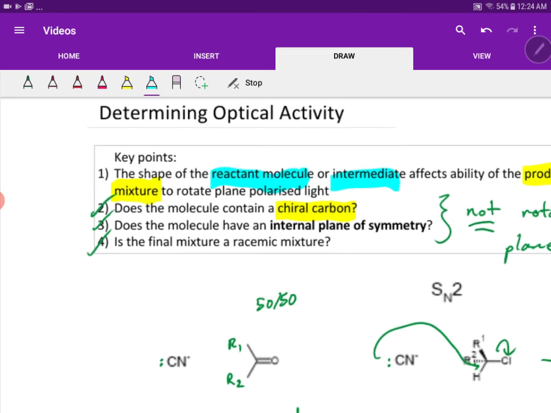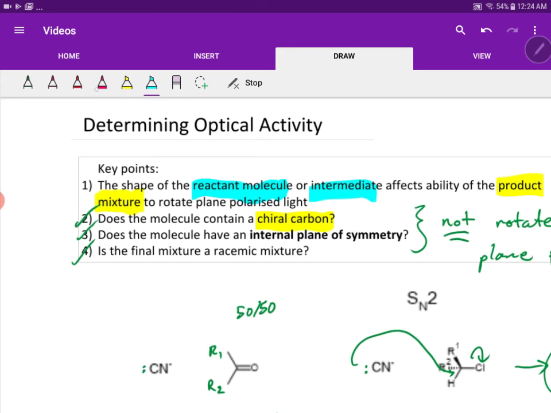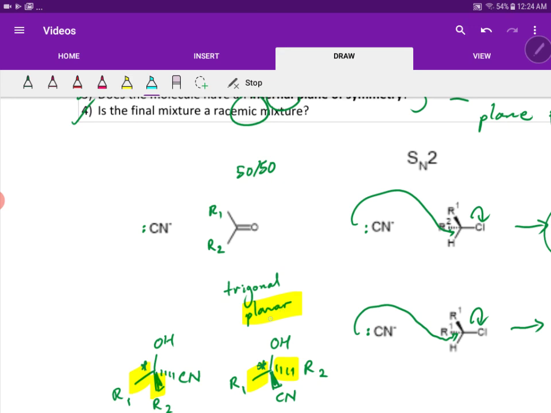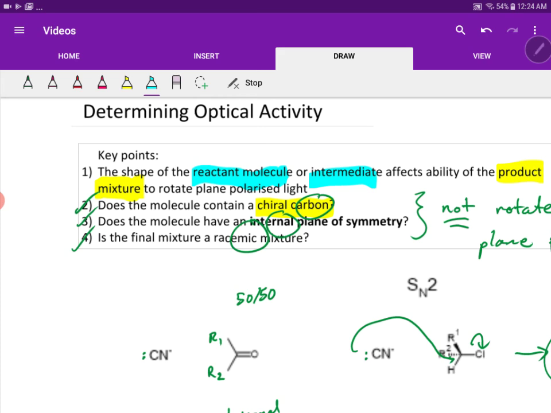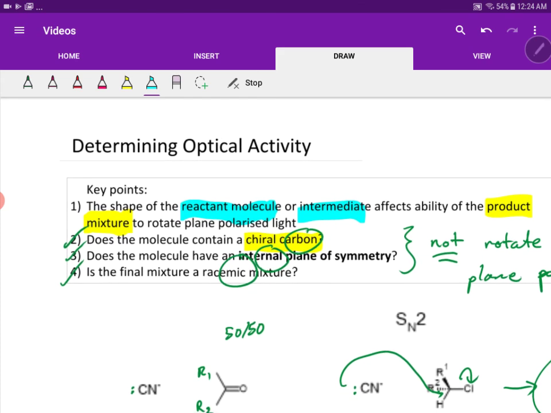Just to reiterate again, if the product does not have a chiral carbon, it will not rotate plane polarized light. If the product has an internal plane of symmetry, it will not rotate plane polarized light. And if the product is a racemic mixture, which comes from planar molecules or intermediates, it will also not rotate plane polarized light. This is how you can determine if a reaction will give you a product mixture that has optical activity.